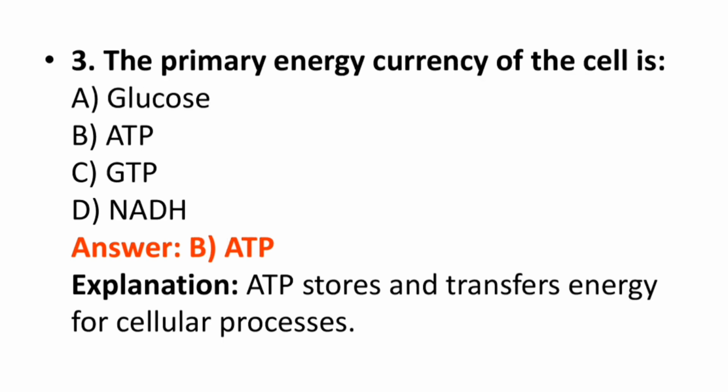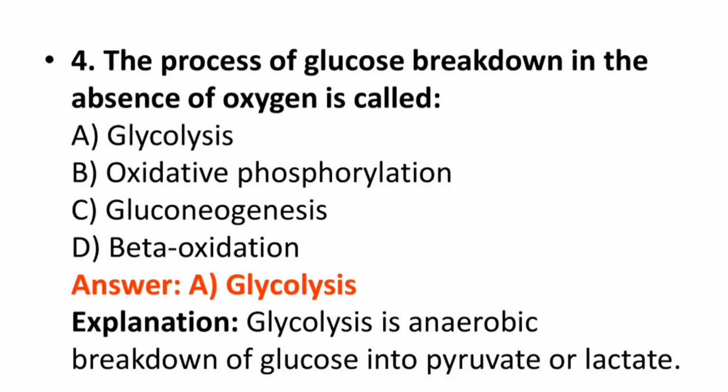The primary energy currency of the cell is option A glucose, option B ATP, option C GTP, option D NADH. The correct answer is option B ATP. ATP stores and transfers energy for cellular processes.